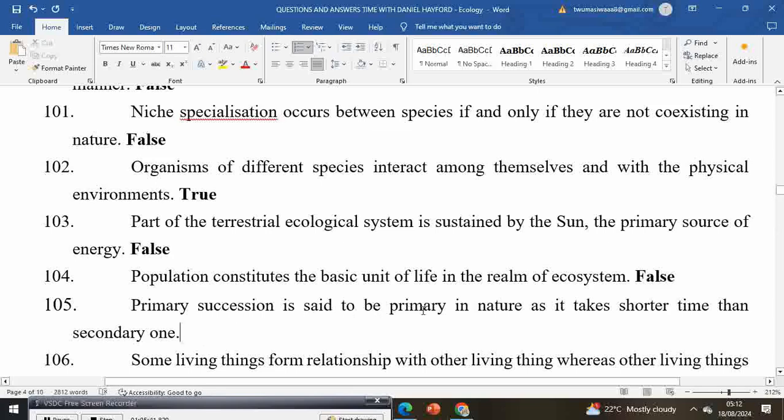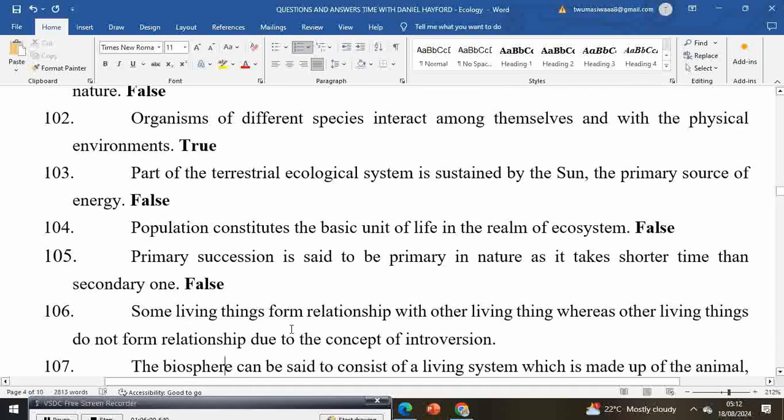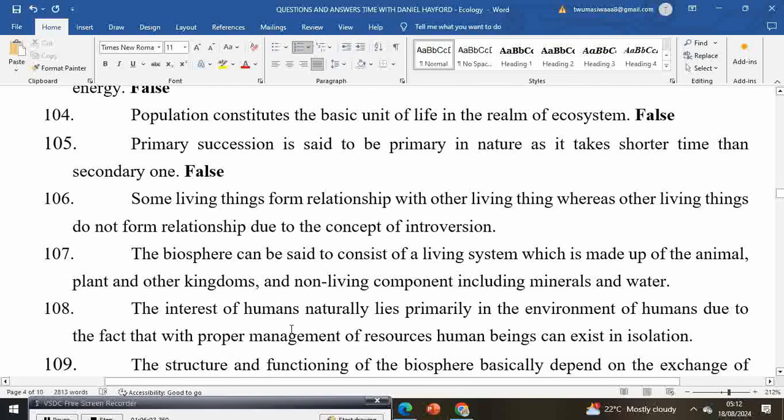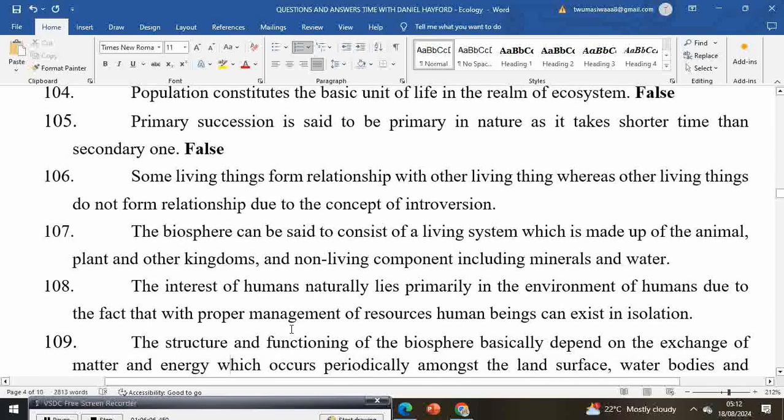Now, question number 105. Primary succession is said to be primary in nature as it takes shorter time than secondary one. This statement is false. Primary succession can take thousands of years, though it doesn't mean that all primary succession takes thousands of years. In other words, primary succession takes longer time to occur than secondary succession.